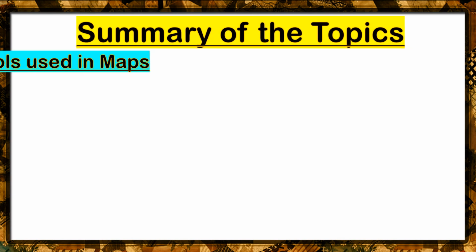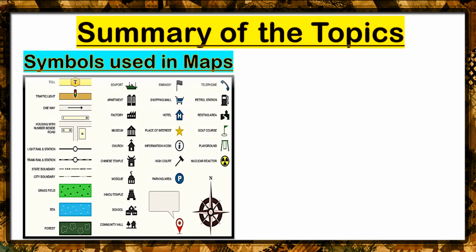Let us summarize the topic that we have discussed. So the first one is symbols used in maps. I have here different examples of symbols. And in symbols, class, you don't necessarily have to write the meaning of this one in words, because we have a legend or key that tells us what the meanings of these symbols are.